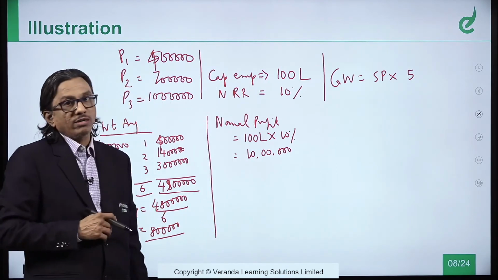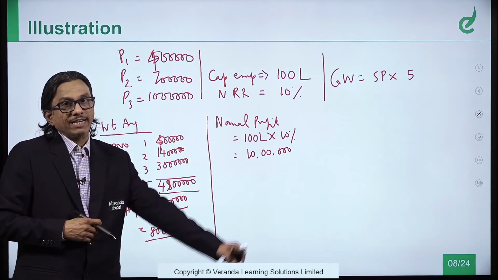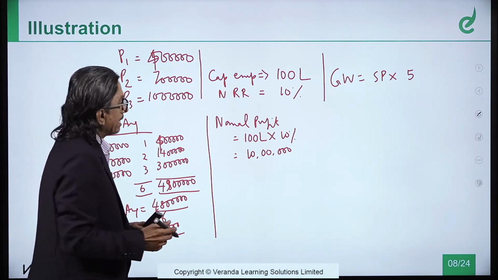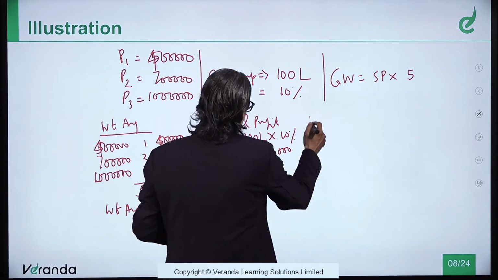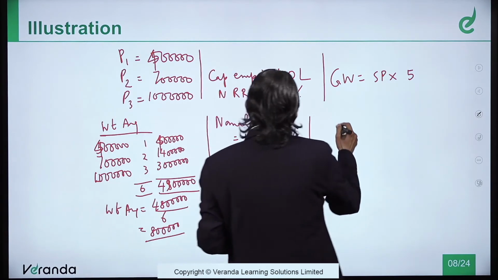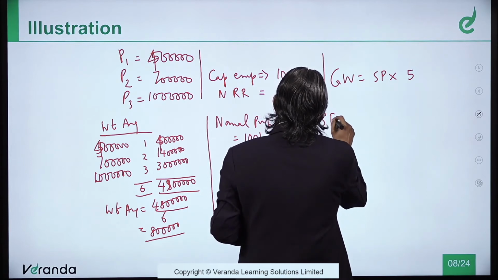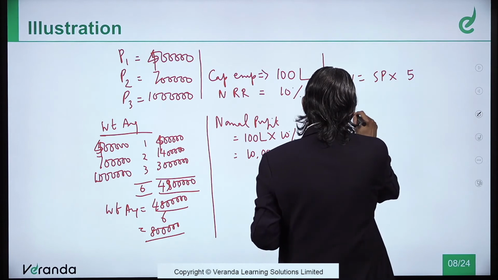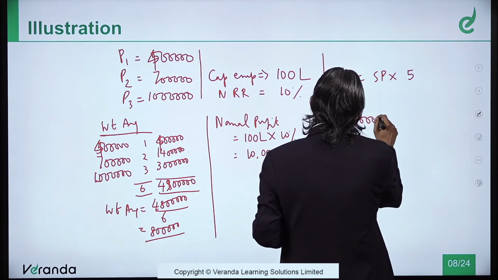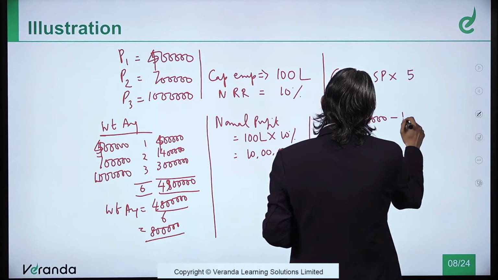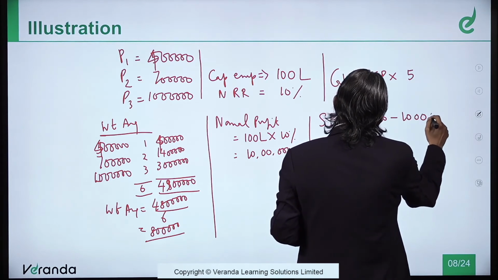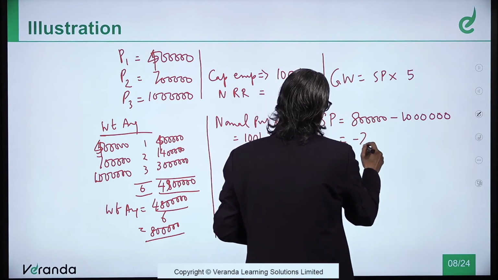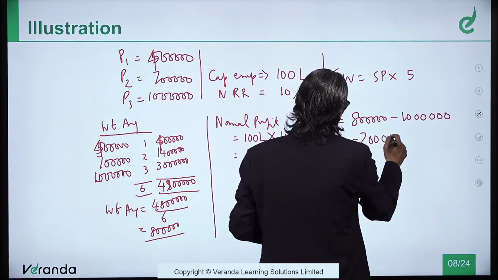Normal profit is what? Capital employed into rate of return. It is 100 lakhs into 10%, that is 10 lakhs. Therefore, what is super profit? Super profit is equal to average profit, that is 8 lakhs, minus normal profit, that is 10 lakhs. You are getting the answer as minus 2 lakh.